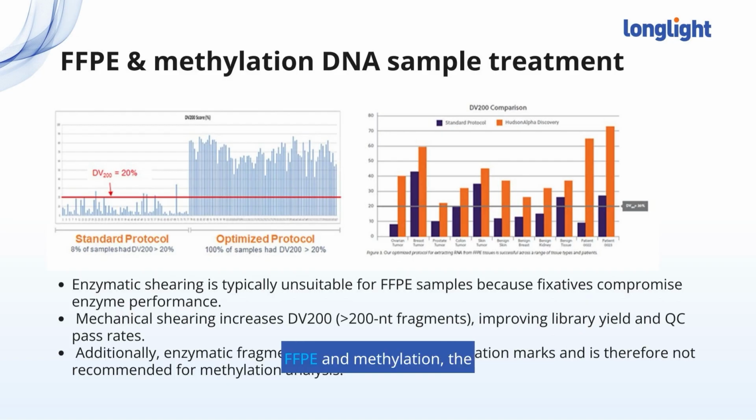When we move into FFPE and methylation, the gap between mechanical and enzymatic fragmentation becomes very clear. In FFPE blocks, formalin crosslinks and fixatives damage nucleic acids and also poison enzymes. That's why enzymatic shearing often underperforms. The reaction becomes sample-dependent, DV200 stays low, and a large fraction of molecules never make it into the usable 200-500 bp range. Mechanical shearing bypasses that dependency.